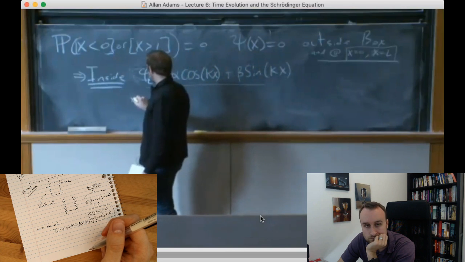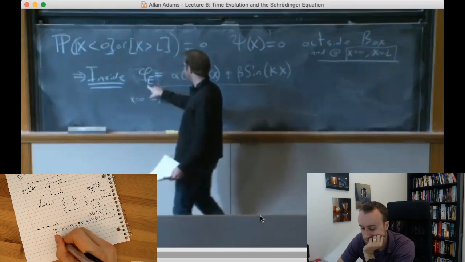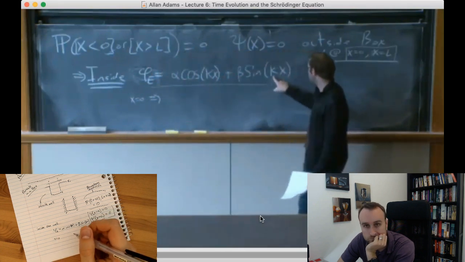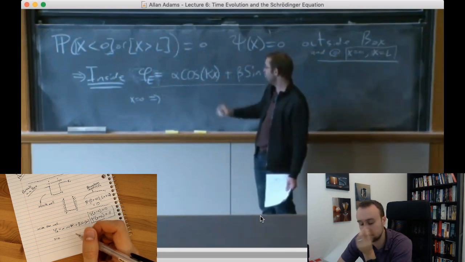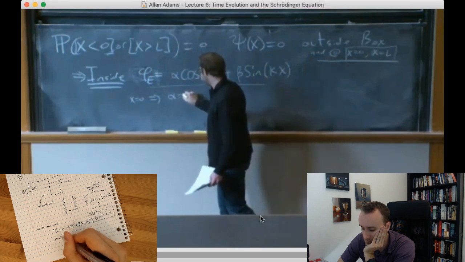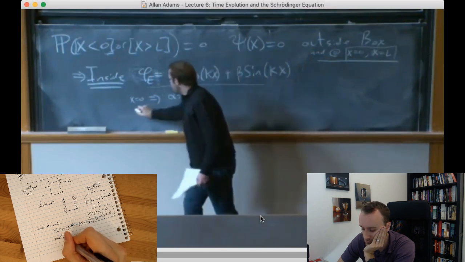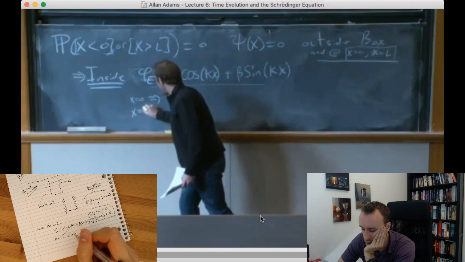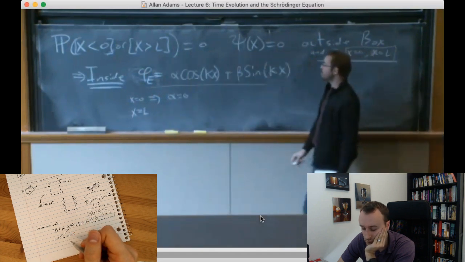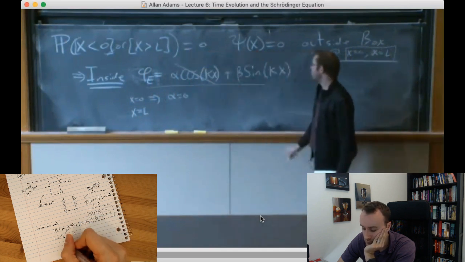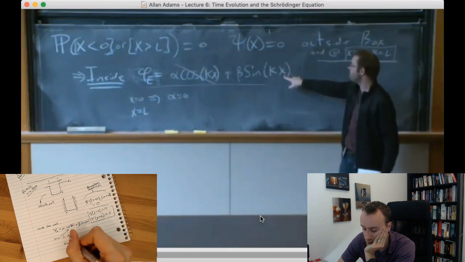So from x equals 0, we find that phi must vanish when x equals 0. When x equals 0, the sine term is automatically 0. Sine of 0 is 0. Cosine of 0 is 1. So that tells us that alpha is equal to 0. Meanwhile, the condition that at x equals L the wave function must also vanish tells us that, so this term is gone if we set alpha to 0. This term, when x is equal to L, had better also be 0.